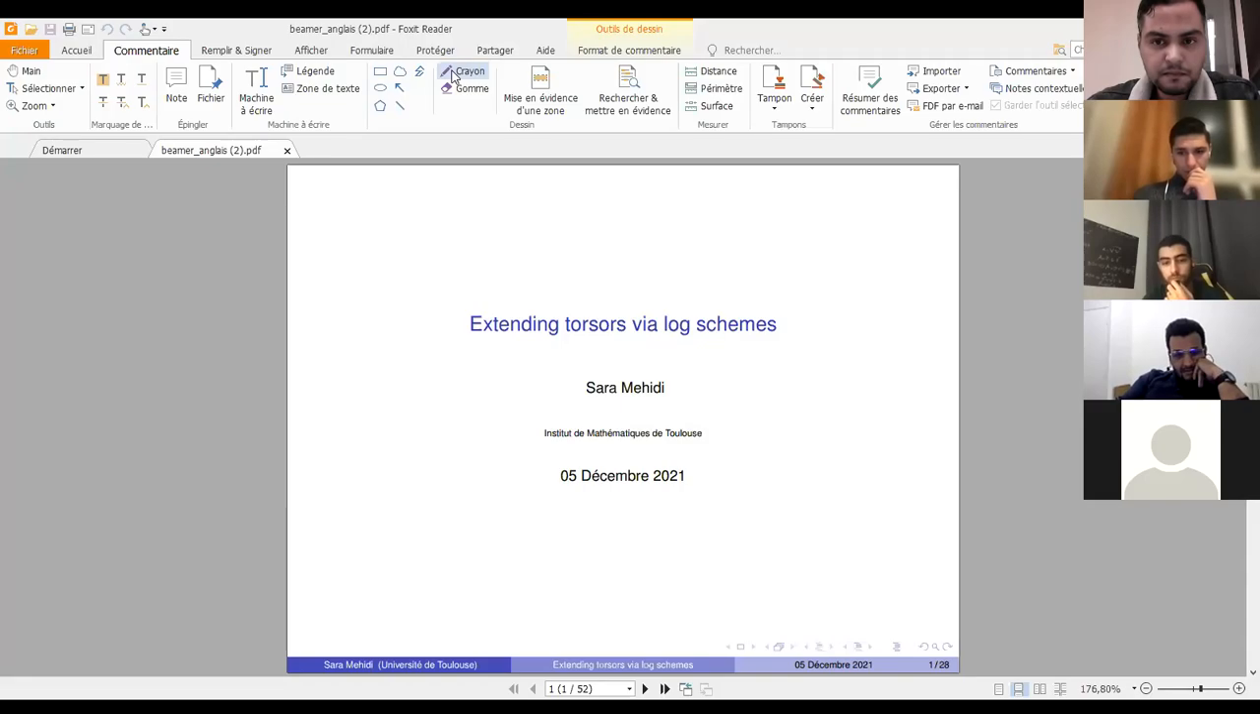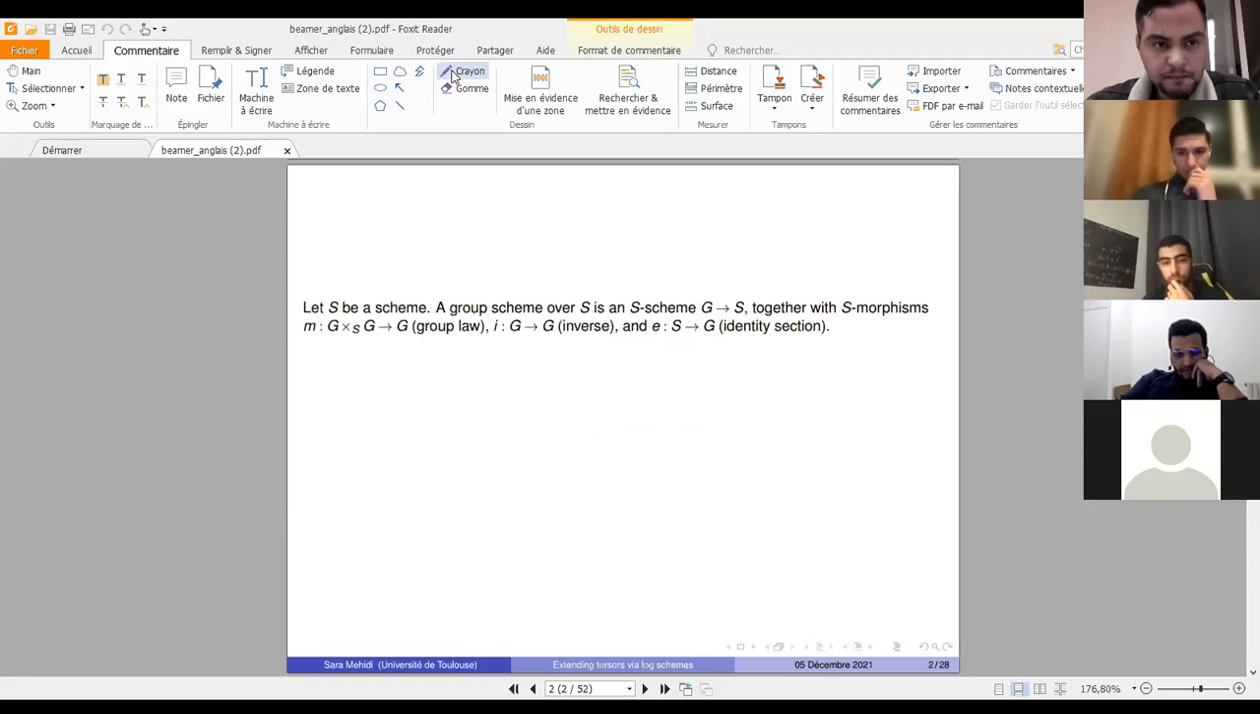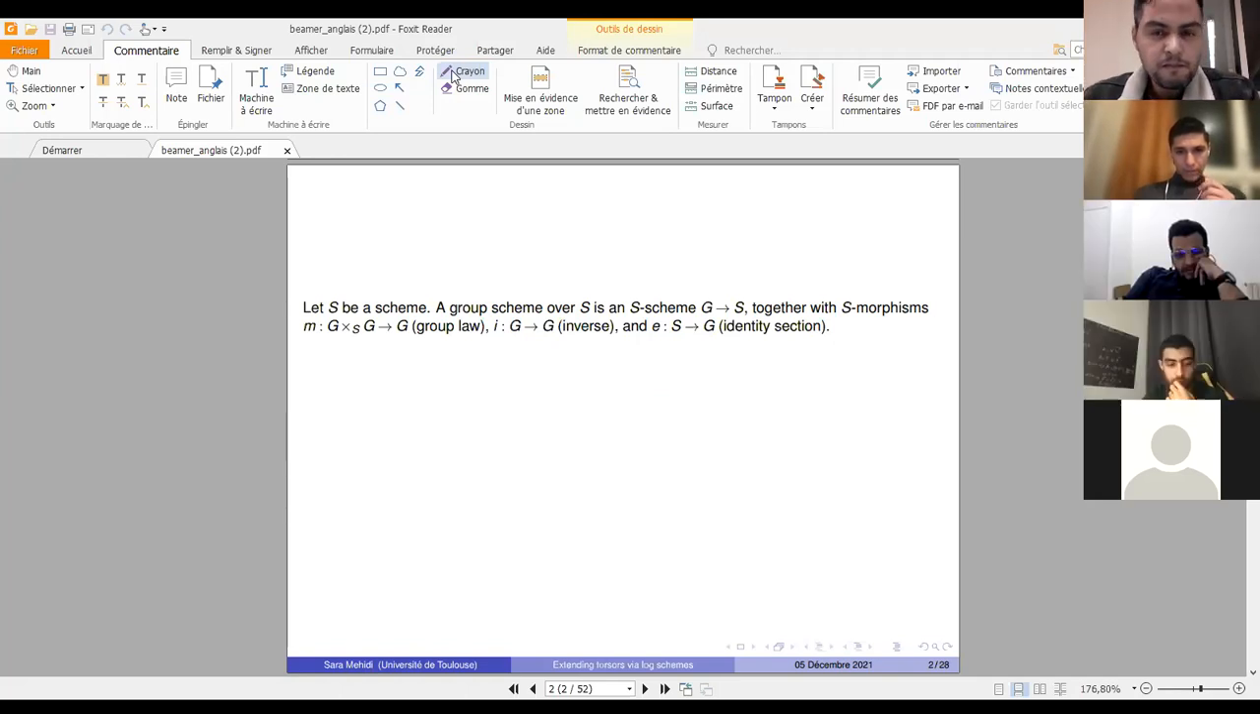and extending torsors. The main objects I will be using here are schemes. You can think about a scheme as a generalization of an algebraic variety, which is the set of solutions of a set of polynomials. A scheme is locally the spectrum of a ring, and you endow it with the topology, which is the Zariski topology, and a sheaf structure.